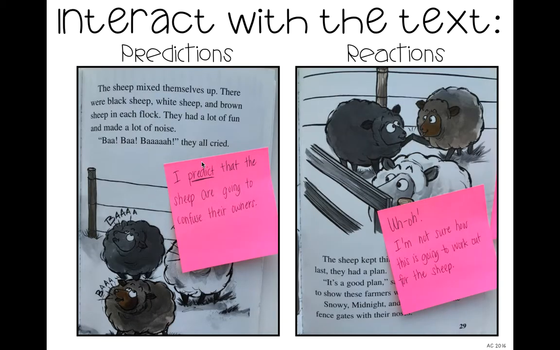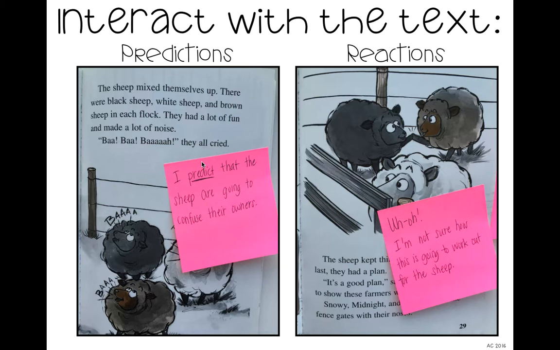Another way to use Post-it notes is having students actually interact with the text. So on the left there, I have students making predictions. So you say, okay, when you get to page 3, I want you to stop and write down a prediction on your Post-it note. So the kids would write something like, I predict that the sheep are going to confuse their owners. So they're thinking about the text and really interacting with it. And this might be something they then share out before they move on and continue reading. And then you would come back to their predictions and see if they made a correct prediction or how they figured out that the prediction was incorrect based on what they read next.